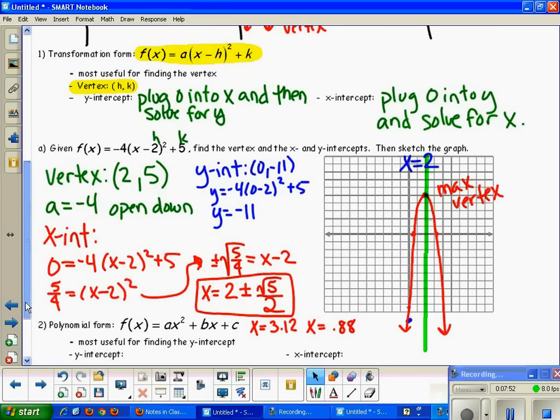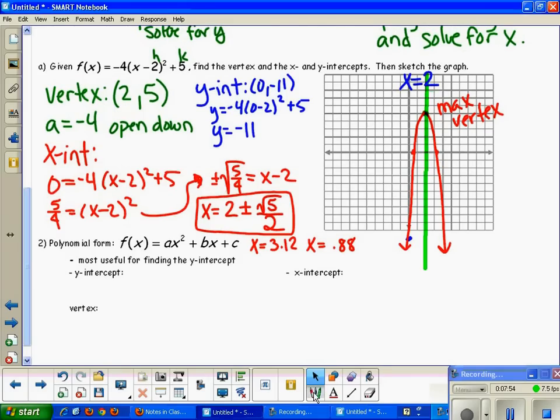The next thing I want to look at is polynomial form. So polynomial form, which is right here, which we also recognize as being standard form, ax squared plus bx plus c. So it's the most useful for finding the y-intercept. So again, how do you find the y-intercept? You plug 0 for x and solve. So if I did that here, I get y equals 0 squared times a, which is 0, plus b times 0, which is 0. So we get 0 comma c.